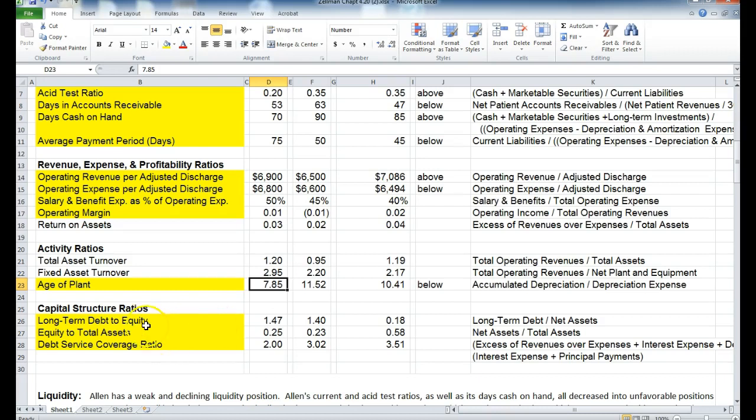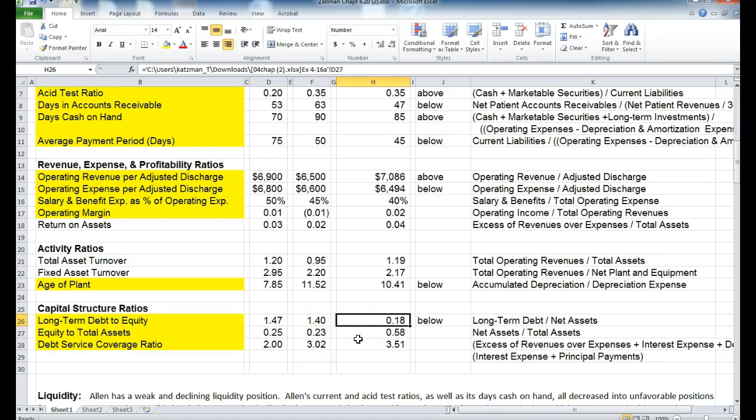Which brings us to our next one, our capital structure. And here, let's look at the long-term debt to equity ratio. And on this one, we want to be below the benchmark. And here the benchmark is 0.18, and we're at 1.4, and we grow to 1.47. So this to me indicates there's a serious problem with their capital structure and that they owe a lot more money, and so I'm not sure I would loan them any money.